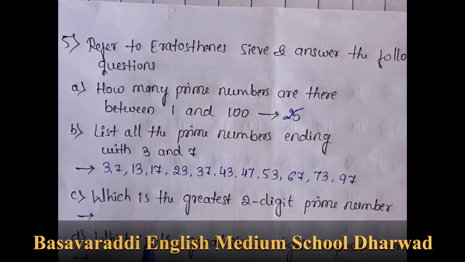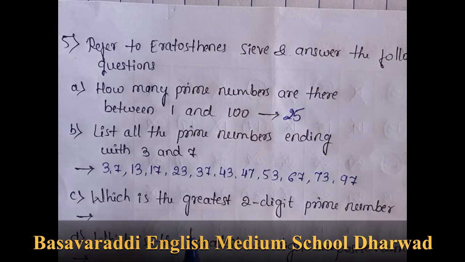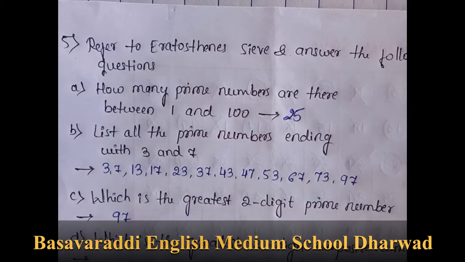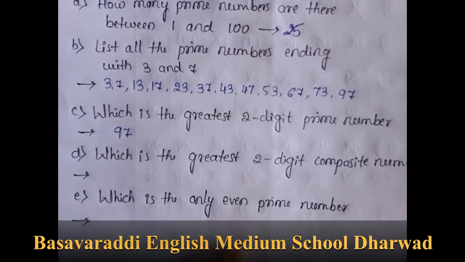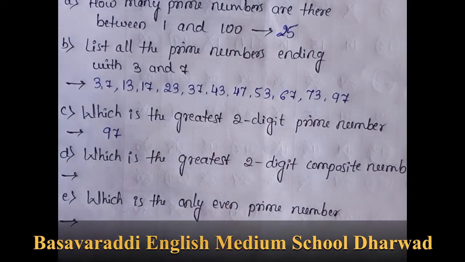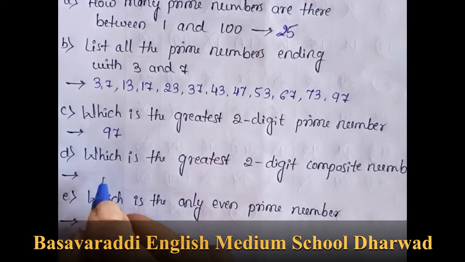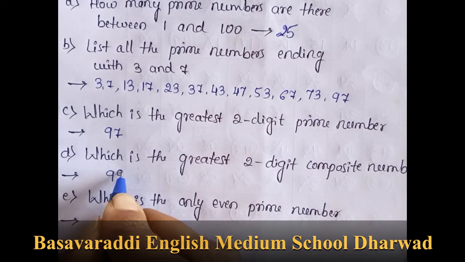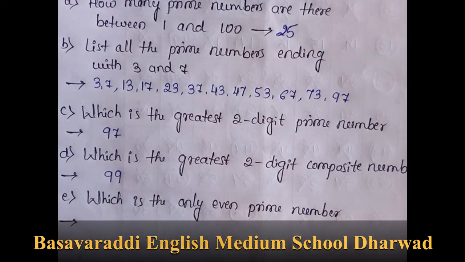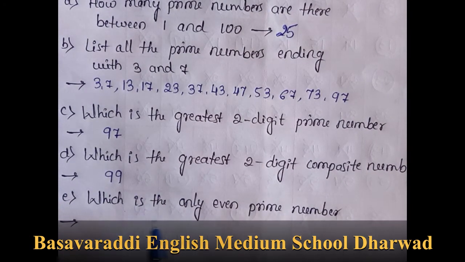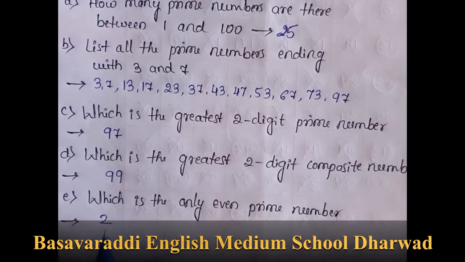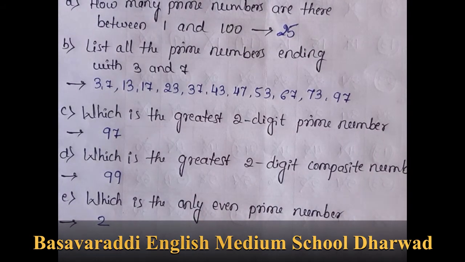Third one, which is the greatest 2-digit prime number? That is 97. Which is the greatest 2-digit composite number? The greatest 2-digit composite number is 99. E. Which is the only even prime number? That is 2. Yes, this is Exercise 4.2.